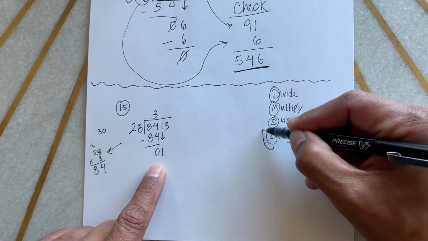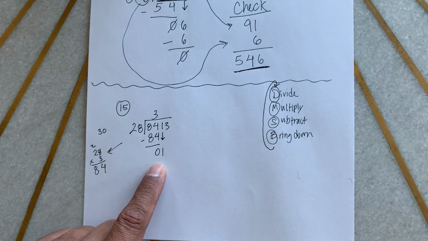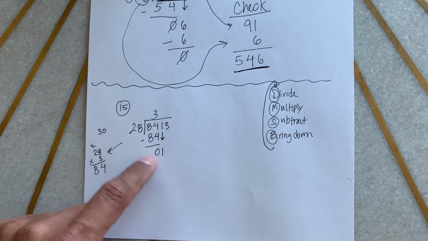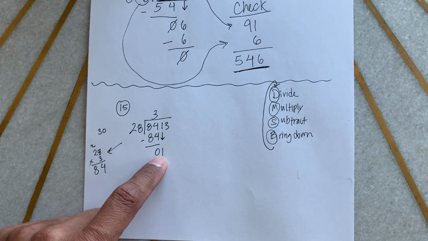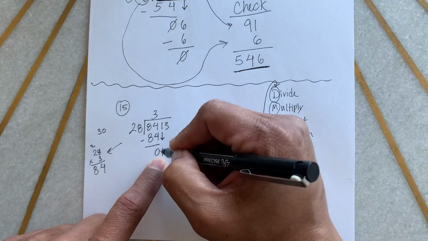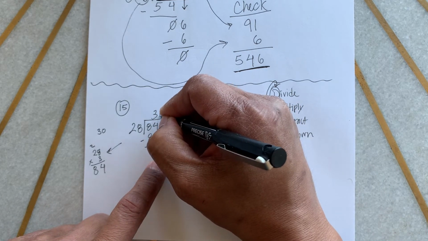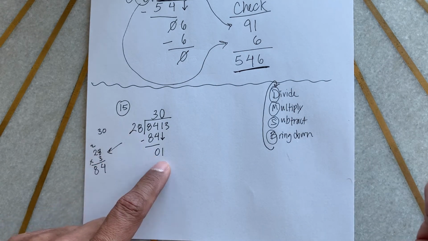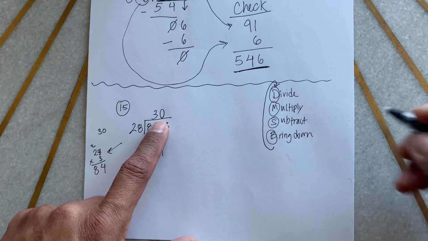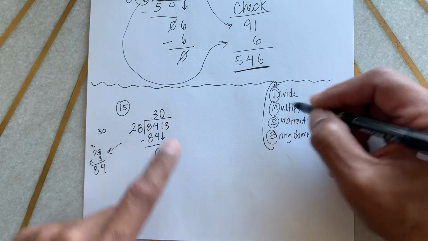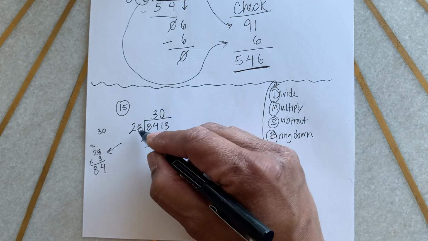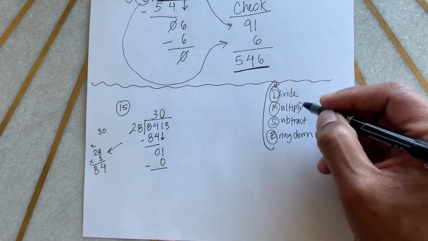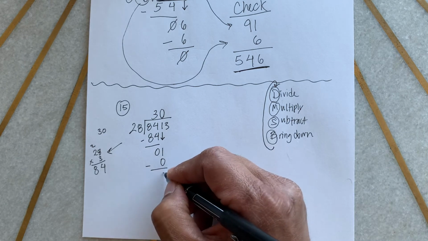And then again, this is a cycle. I'm going back to divide. How many times does 28 go into 1? 28 is much larger than 1, so obviously it does not go in at all. So 28 goes into 1 0 times. Okay, again, 28 is much larger than 1, so it goes in 0 times. Then we're going to multiply. The 0 I just wrote times 28 is equal to 0. And you know by now, we're going to subtract. 1 minus 0 is 1.